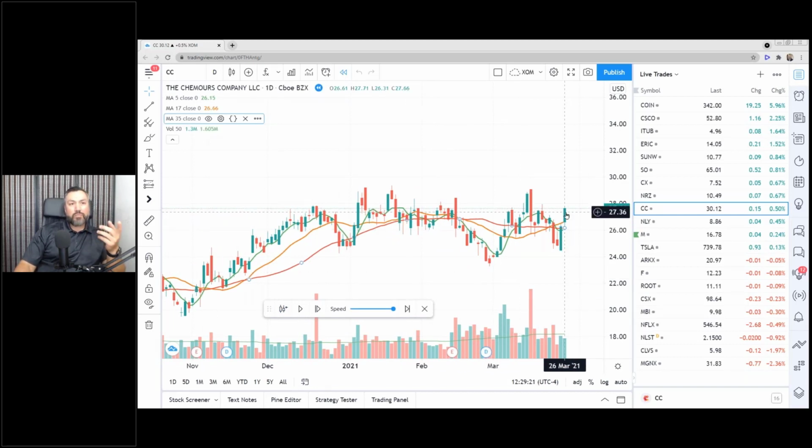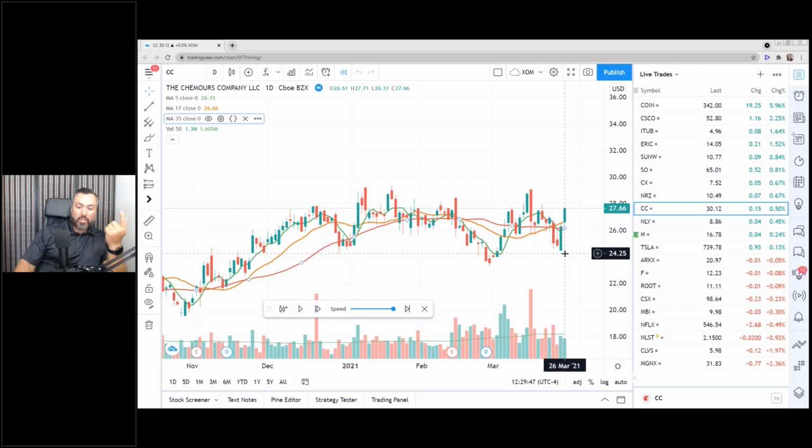So this is a few weeks ago. This is the 26th of March. Now I'm on CC, a chemical company. Right when this bar, so green bars here are bullish, red are bearish, as soon as I saw this price close above these 1, 2, 3 simple moving averages, I think uptrend.